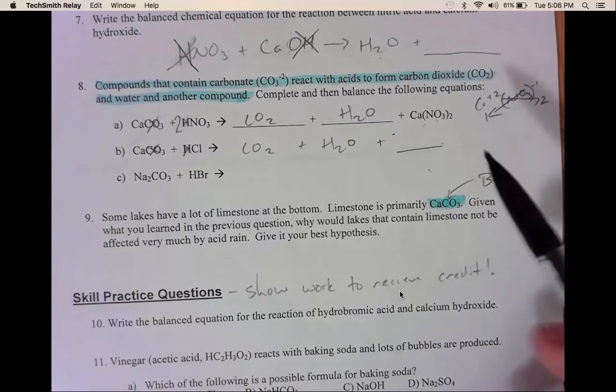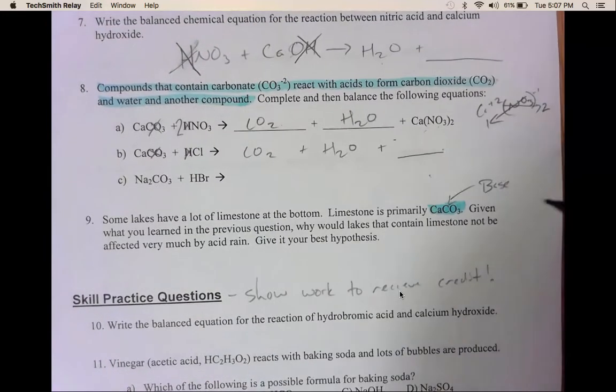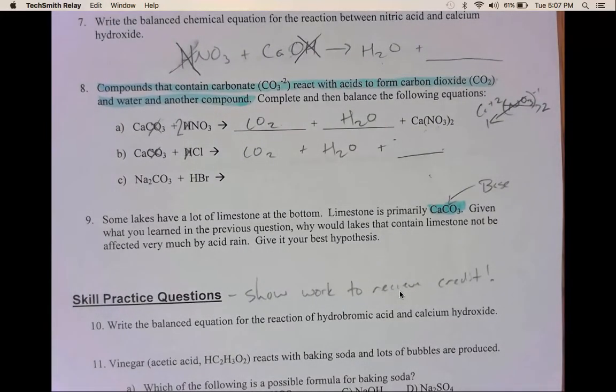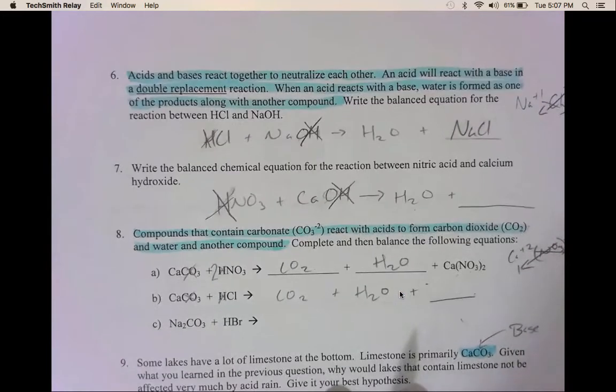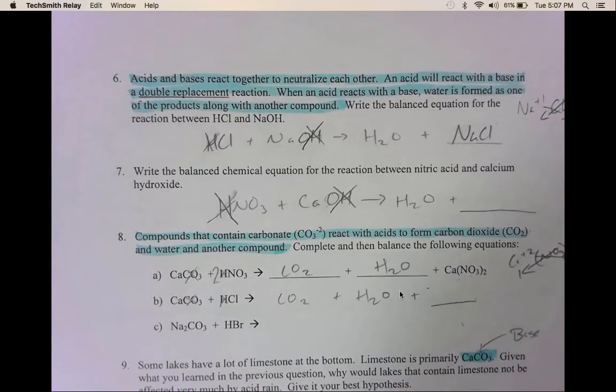Question 9. So question 9 is talking about limestone at the bottom of the lakes. It tells us that limestone is primarily calcium carbonate. Remember, it doesn't have a hydrogen coming in front of it, so it is not typically a base. So why do you think that limestone is not affected by acid rain? Give your best hypothesis. The information that we highlighted in 6 and 8 will be helpful when you are thinking about this question.